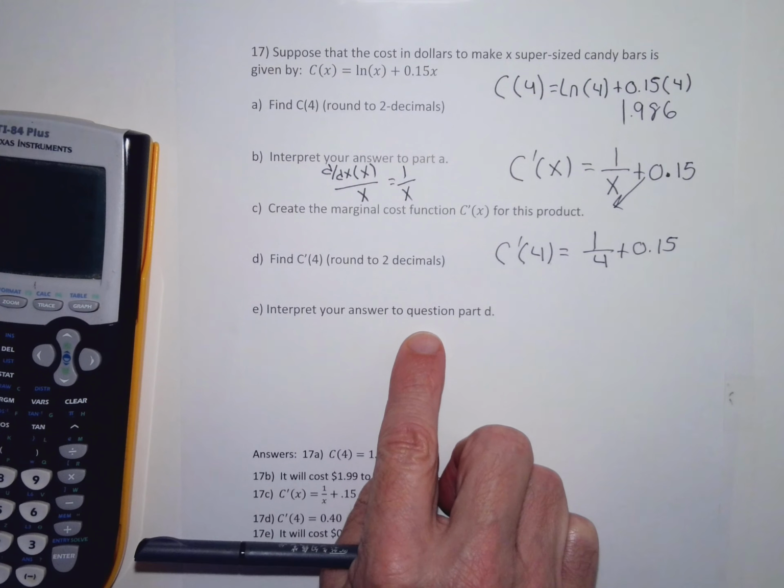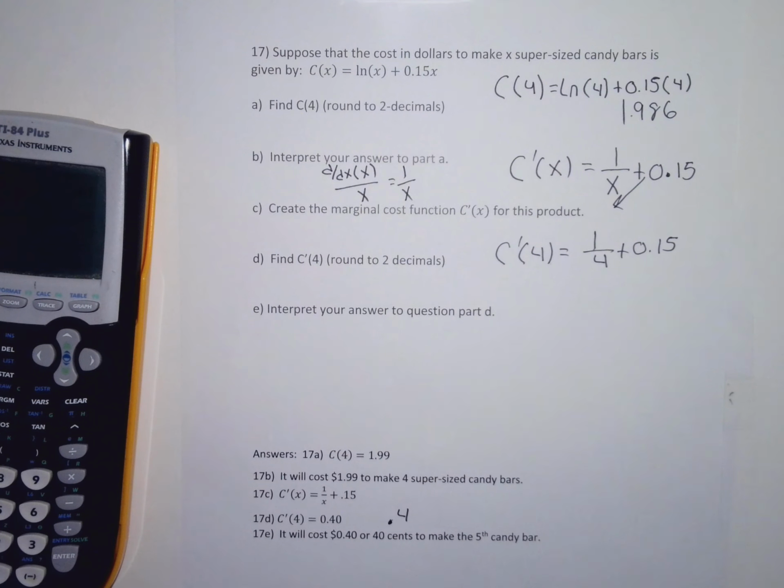Plugging numbers into a marginal cost function gives you the cost of making the next unit. So plugging 4 into the marginal cost function gives me the cost of making, in this case, the next unit or the 5th candy bar. So in dollar notation, I just put a dollar sign next to this.